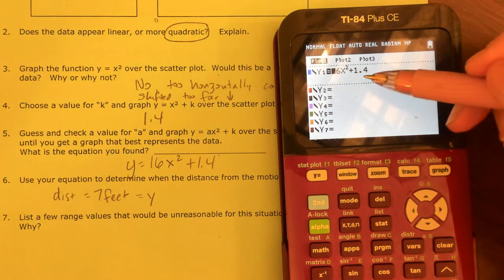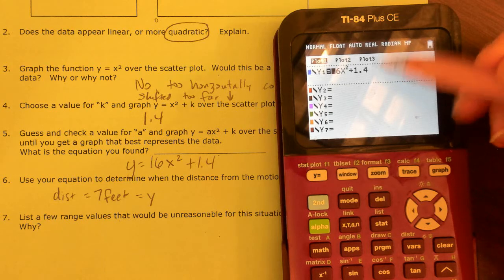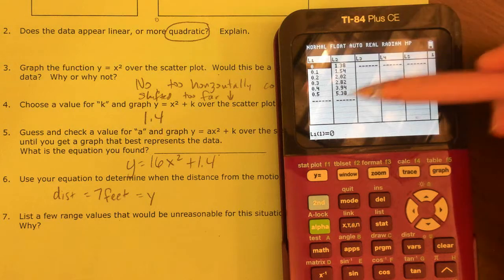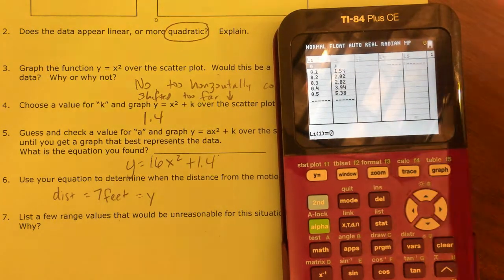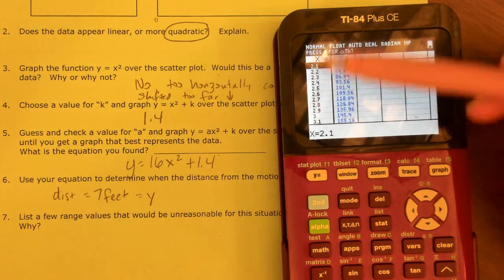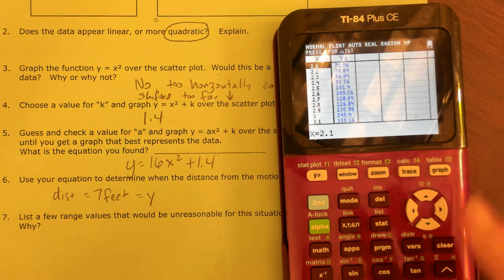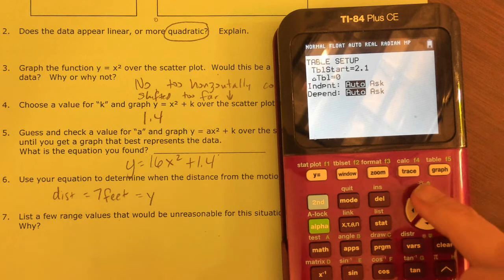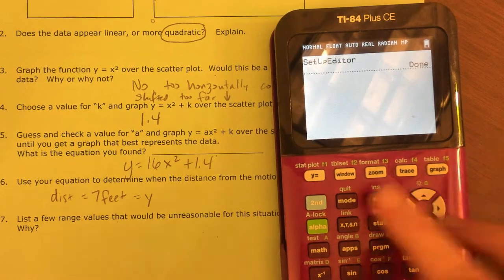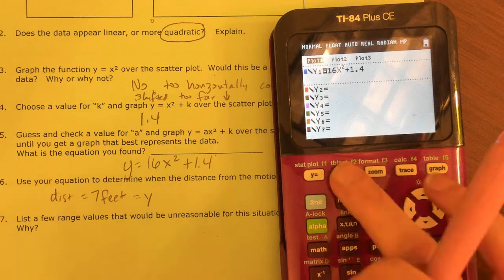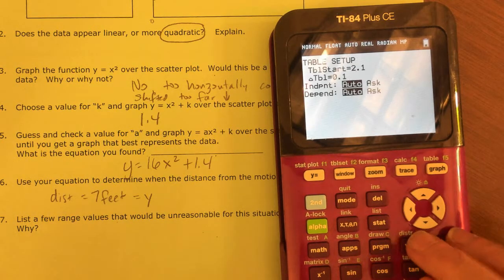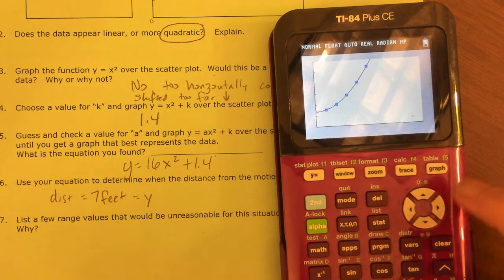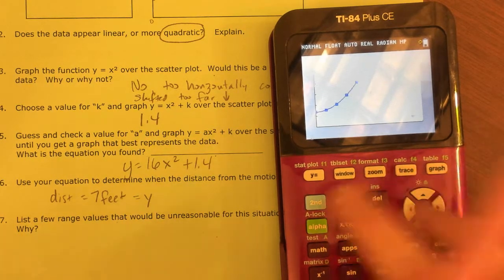Okay, so I'm going to look at my table. Because remember, now that I've got a line of best fit, I'm not using these values that I have in stat. I'm not using these values anymore. I'm using these values that my equation is generating for me. Okay, so I have already changed my window settings. Hang on a second. I've already changed my table settings.